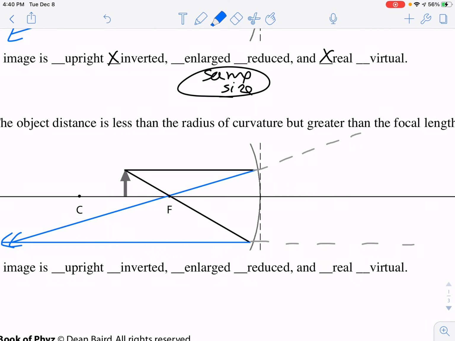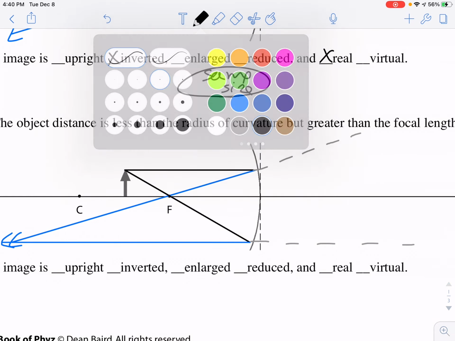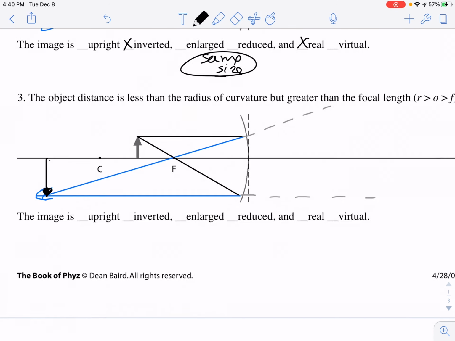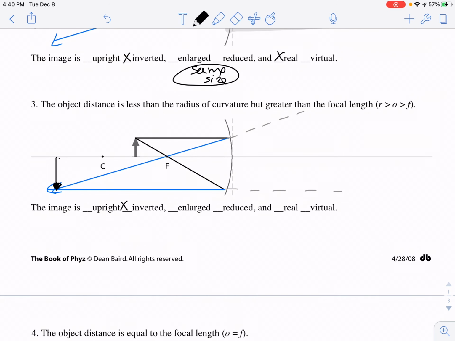Again, ladies and gentlemen, you should notice how your back rays are diverging and your reflecting rays are converging to this point over here, producing an inverted, enlarged image. The image is now bigger than the object. Real image because it's in front of the mirror.